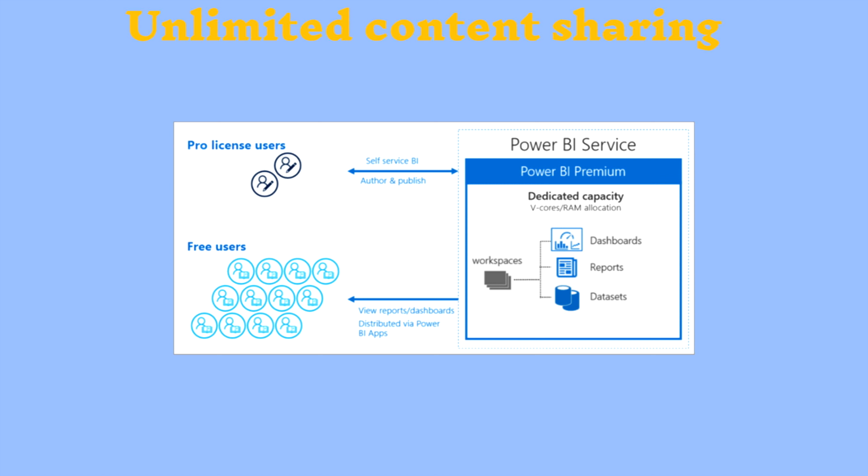Unlimited content sharing. With Power BI Premium, you get unlimited content sharing, and by this, it simply says that you just need one Power BI Pro license for the person who would publish the reports, because without a Power BI Pro license, you cannot publish the report in Power BI service. So one Power BI Pro license is required. That is the minimum requirement.